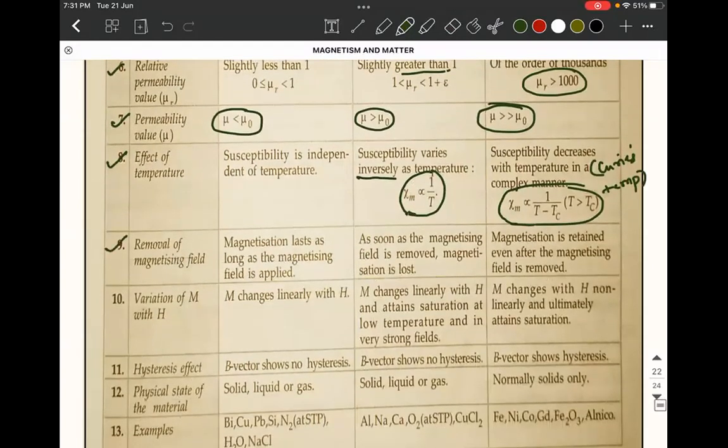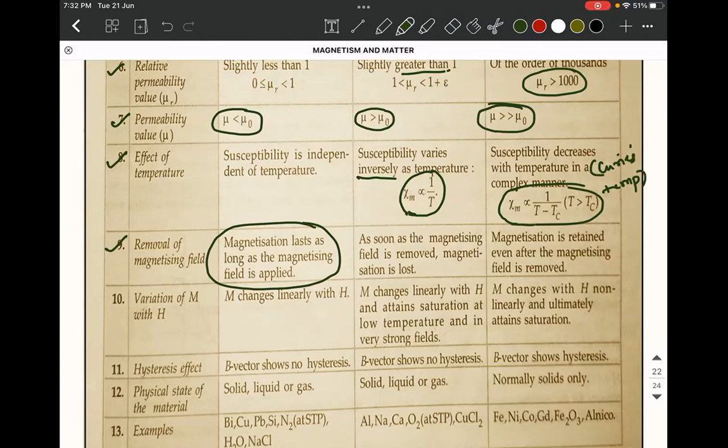So, removal of the magnetizing field. When you remove the magnetizing field from a material, what is going to happen to the magnetization of a diamagnetic material? The magnetization of a diamagnetic material will exist only till the time there is an external magnetic field. So magnetization will last only till the external magnetic field is applied on it.